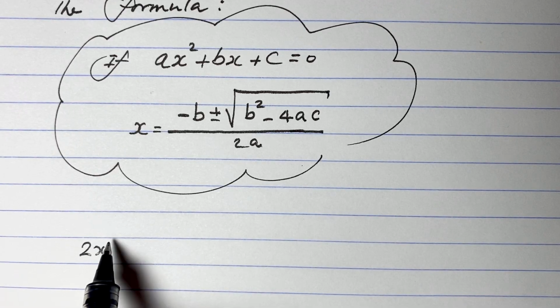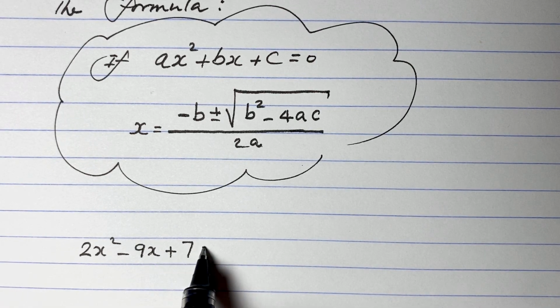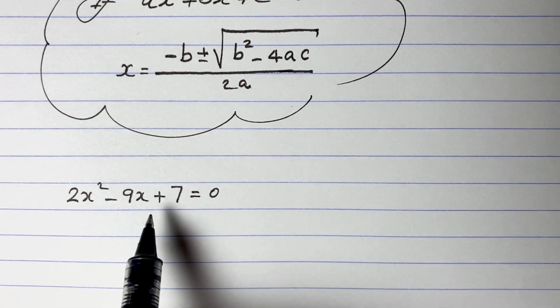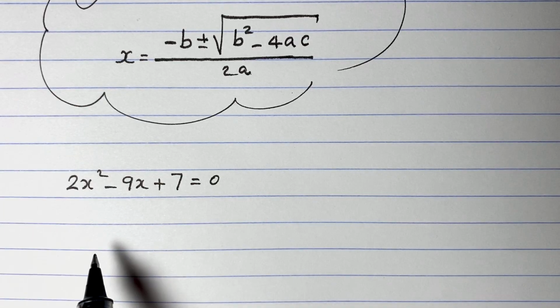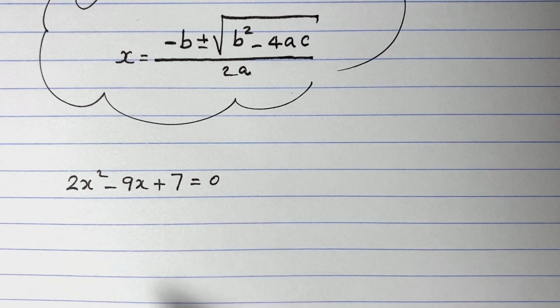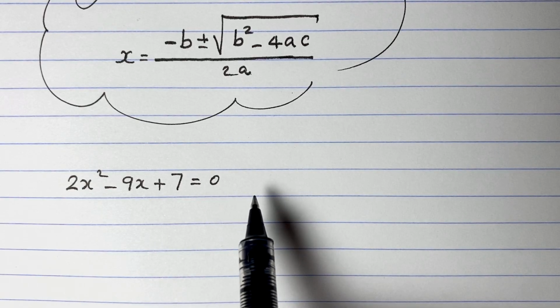For example, 2x squared minus 9x plus 7 equals 0. How do I know whether I should be using factorization or the formula? Often in the question, they tell you if they want factorization. Sometimes they say find x to one decimal place or two decimal places, or one significant figure or two significant figures. You can see that there is no round number. So this is when we use the formula.